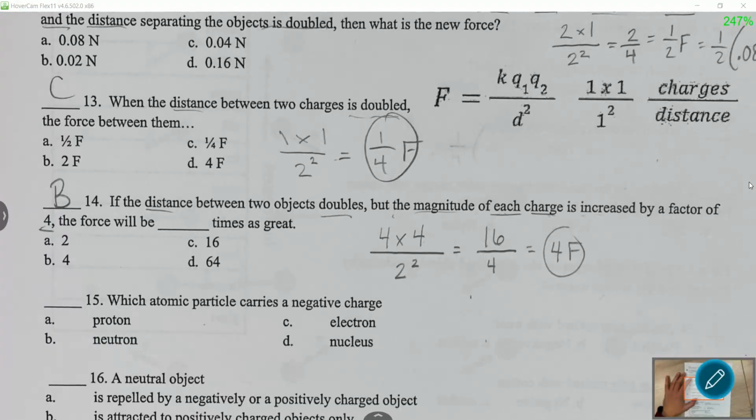All right, that's our little guys, proportionality type problems with Coulomb's law.